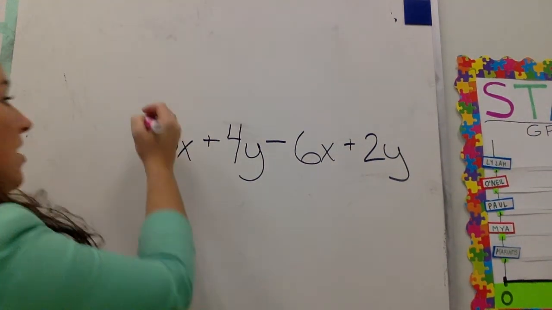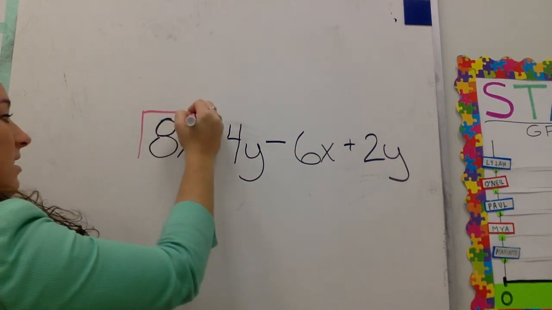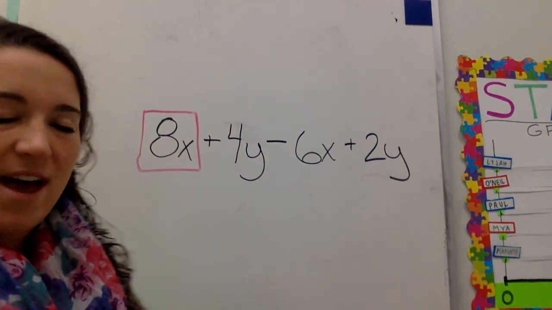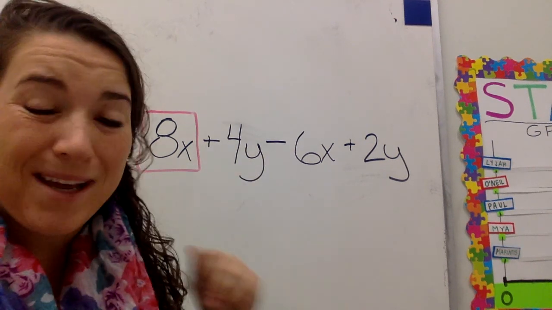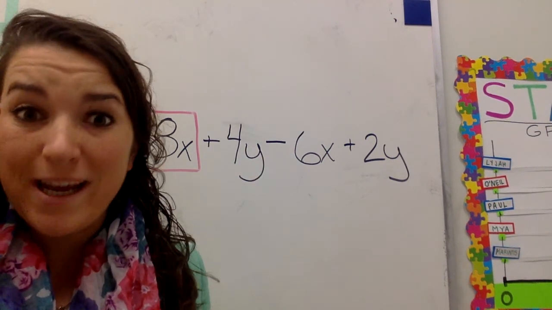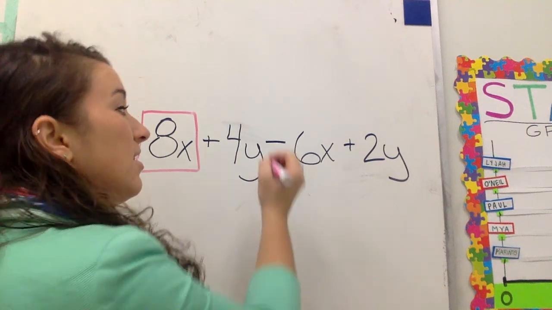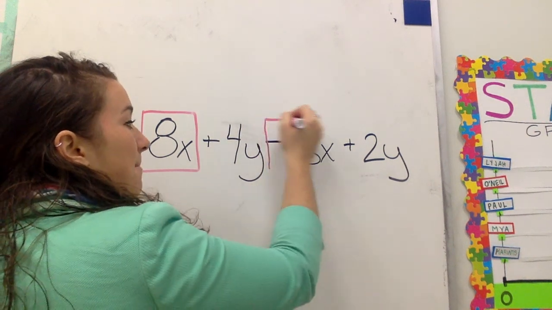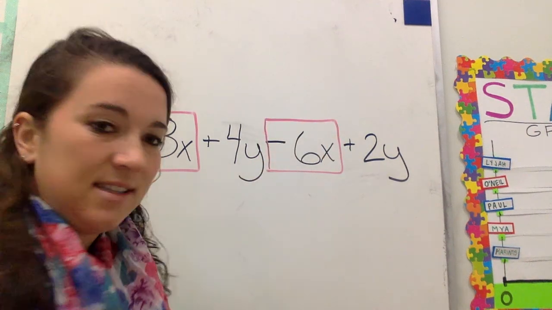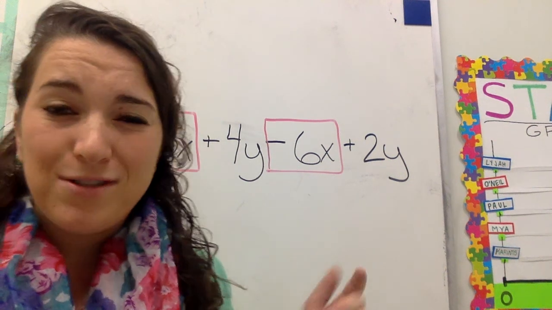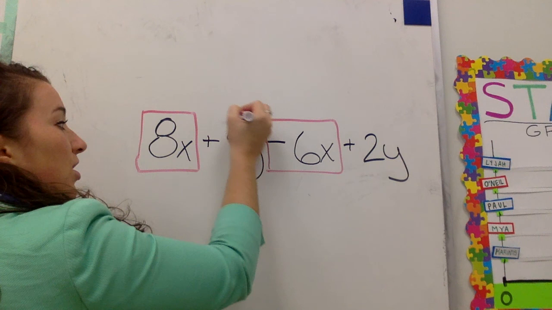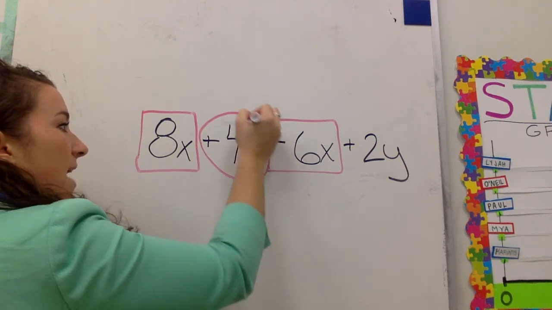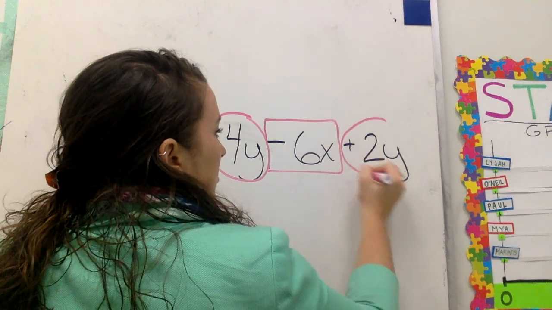All right, so I have 8x here. I'm going to put a box around that. I see x in one more place, 6x. But remembering what Ms. Perez told me, the sign is important as well, so I'm going to put a box around minus 6x. Now I also have two y's, 4y and 2y. So I'm going to put a circle around the whole thing, plus 4y and plus 2y.